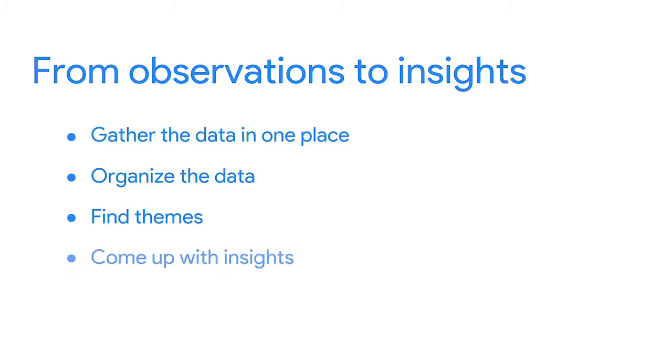Finally, come up with insights for each theme. We want to write an insight that tells the design team how to improve the product based on a theme. Depending on the amount of data you've collected, you should be able to come up with a handful of themes and insights. And that's it. You're starting to get the hang of how to turn observations from your usability study into insights. You're well on your way toward what we call synthesis, which is combining ideas to draw conclusions. In the following videos and activities, we'll go into each of these steps in more detail. In the next video, we'll dig into the first 2 steps, gather the data in one place and organize the data.